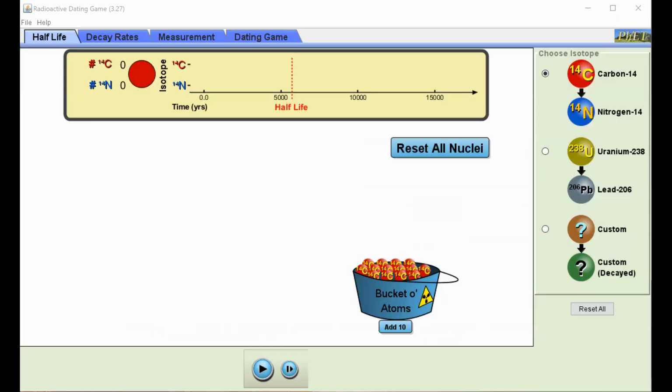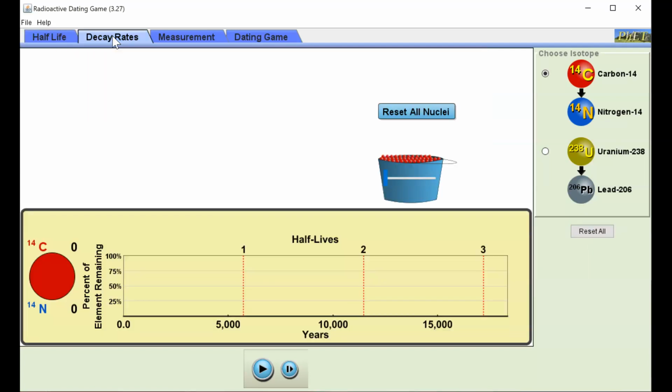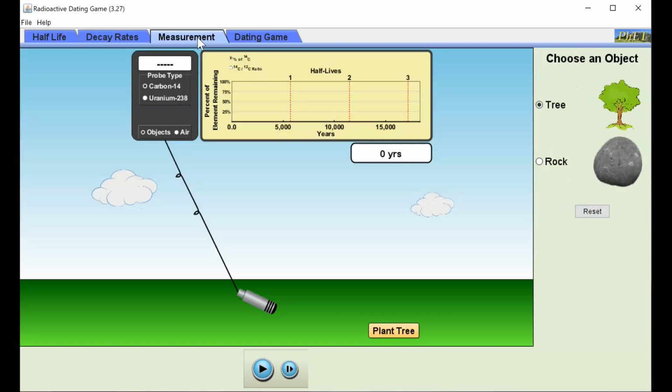This is what the simulation looks like when you open it. There are a couple different tabs. You can look at the half-life of individual atoms. You can look at the decay rates of carbon-14 and uranium-238. I'm going to start on this third tab with measurement.